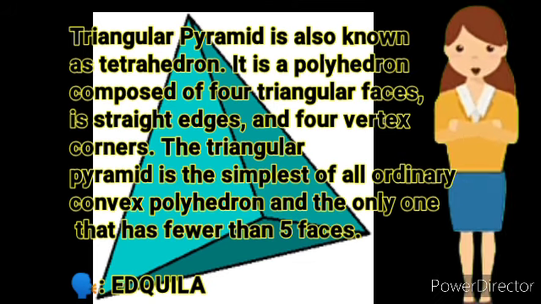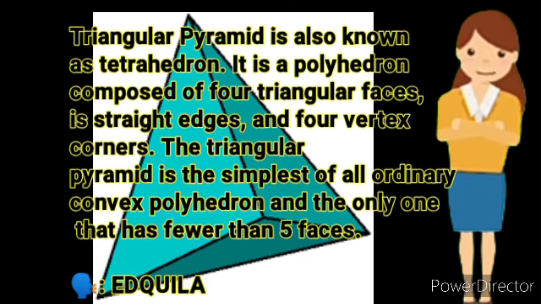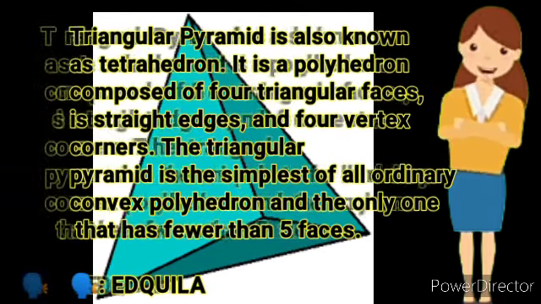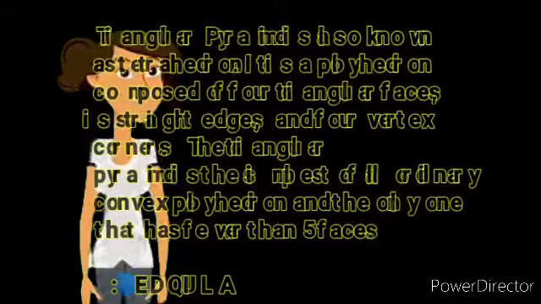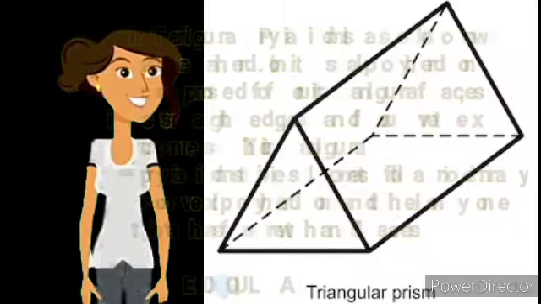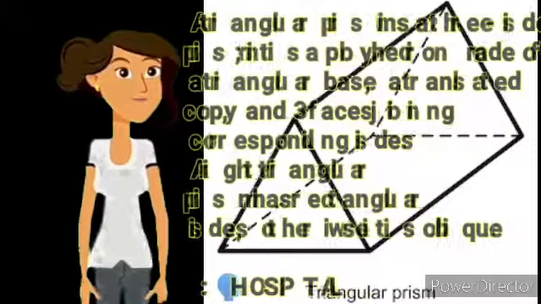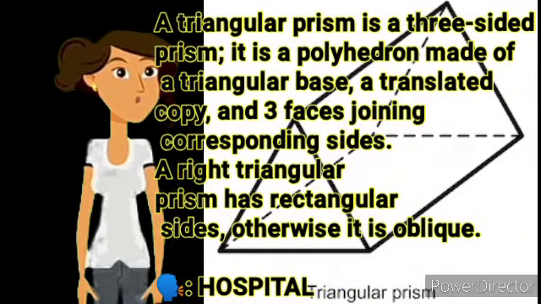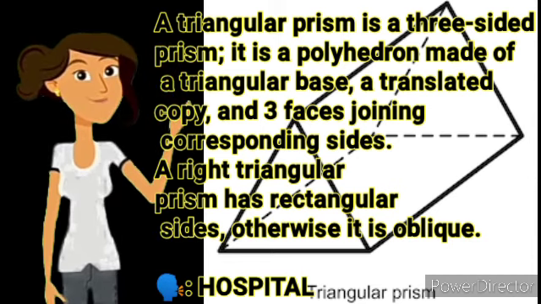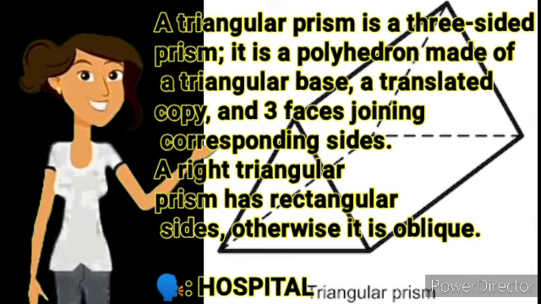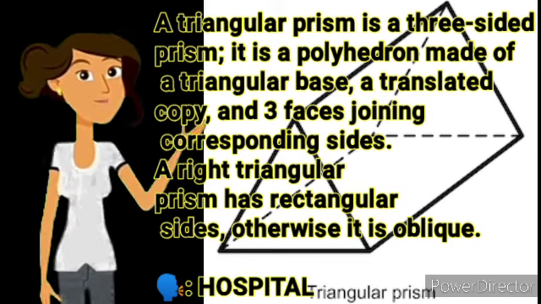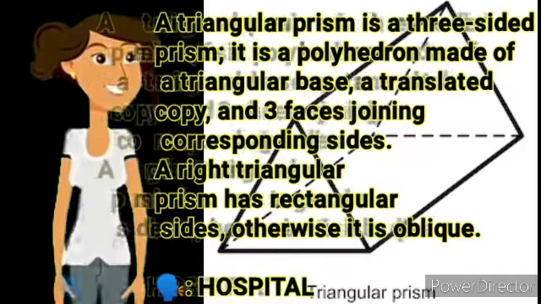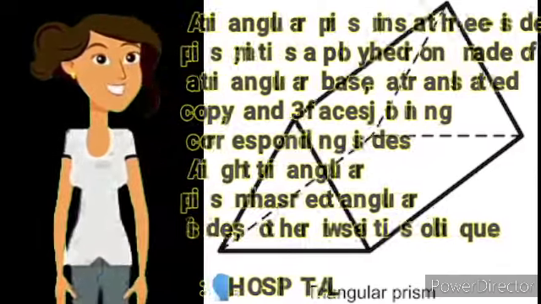The triangular pyramid is the simplest of all the ordinary convex polyhedra and the only one that has fewer than 5 faces. Okay class, do you know what a triangular prism is? A triangular prism is a 3-sided prism. It is a polyhedron made of a triangular base, a translated copy, and 3 faces joining corresponding sides. A right triangular prism has rectangular sides, otherwise it is oblique. All cross-sections parallel to the base faces are the same triangle.